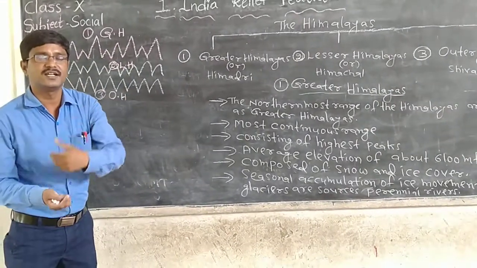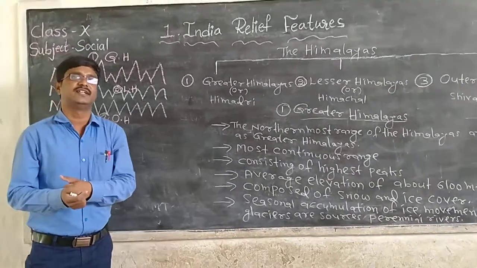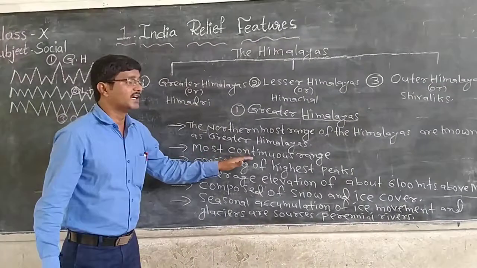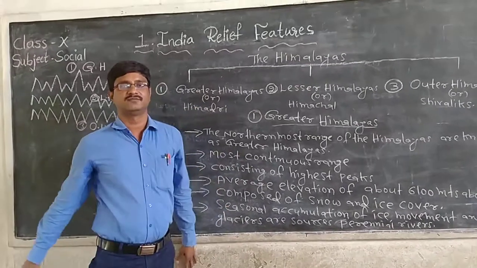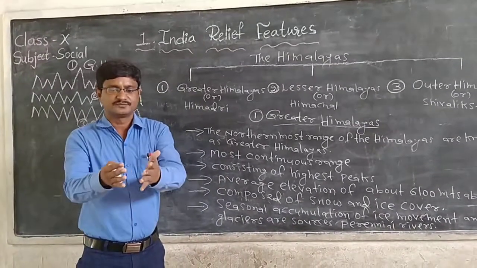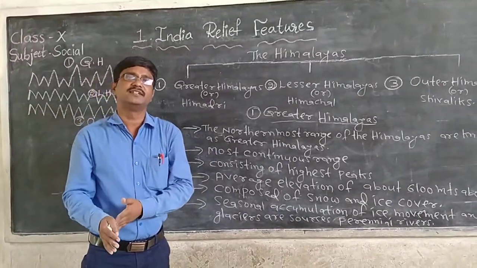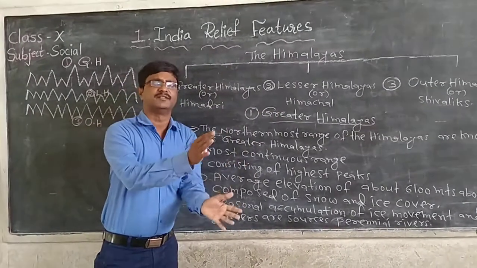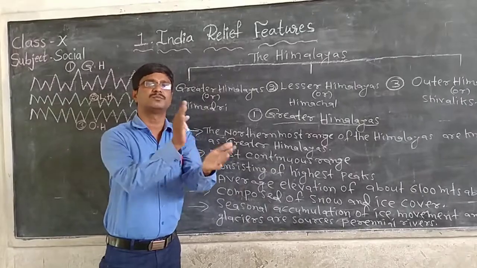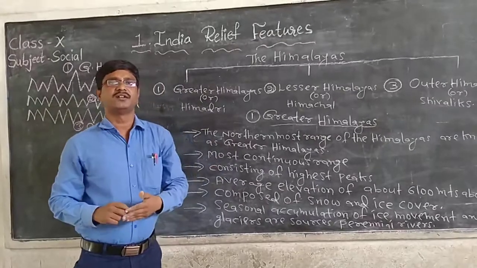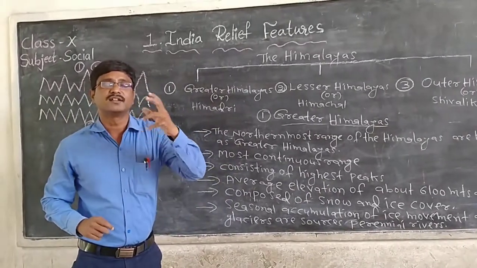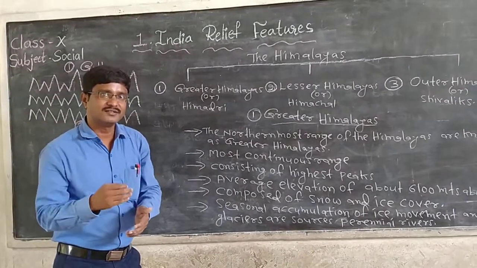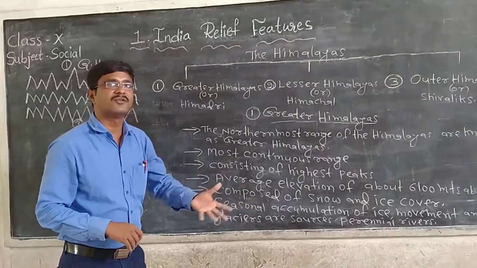So, what are the characteristics of these Greater Himalayas? What are the special characters? These Greater Himalayas are the most continuous range. It means there are no gaps between the ranges. They spread continuously from starting to ending point almost. So they are the most continuous range. What is the importance? They consist of the highest peaks.